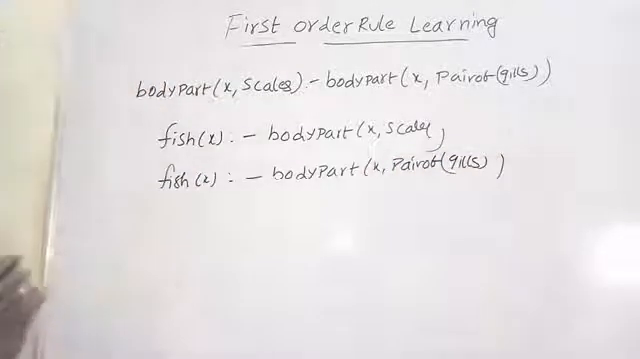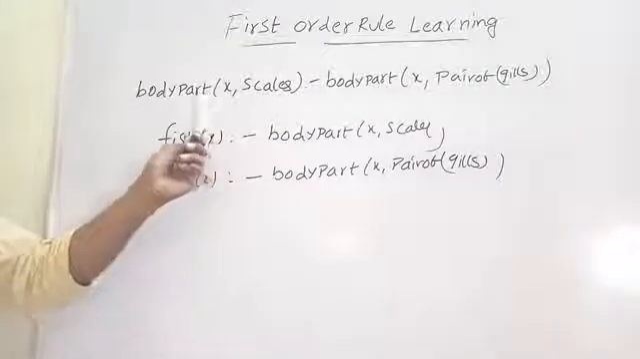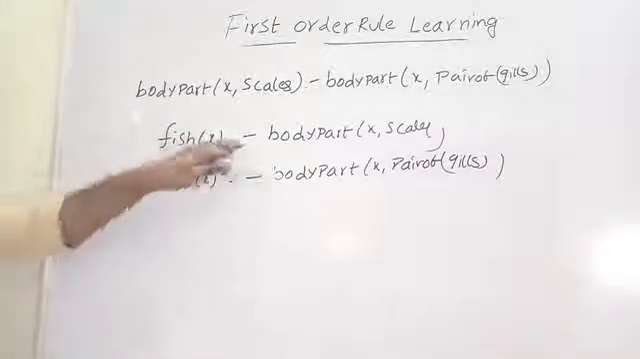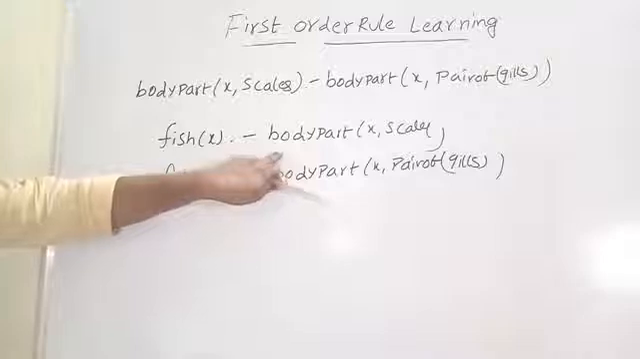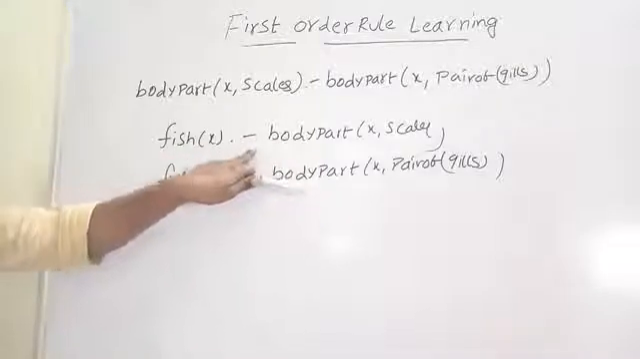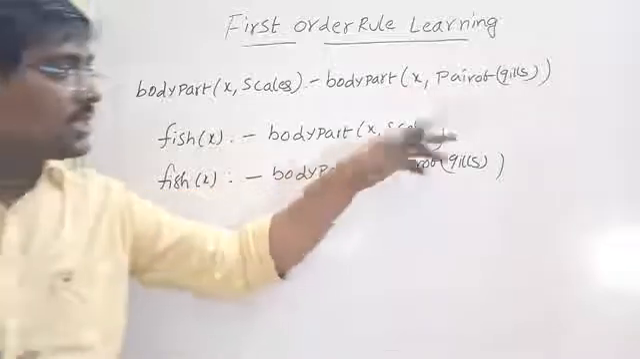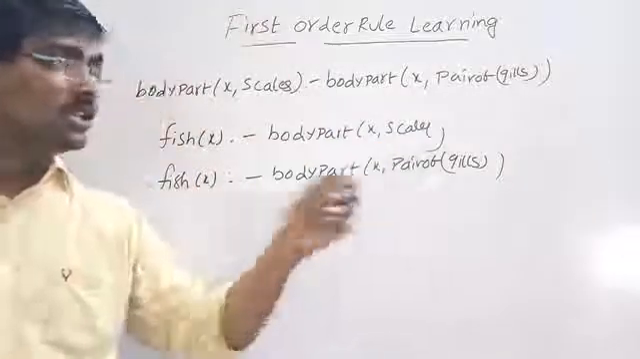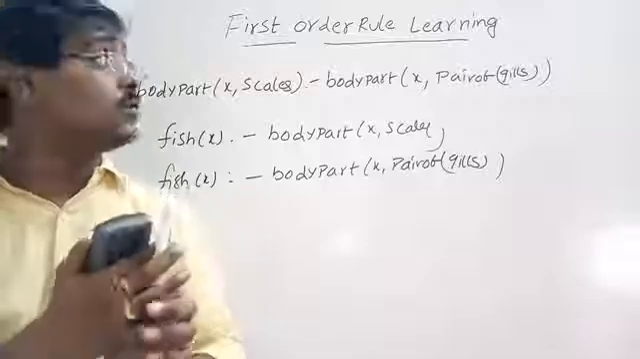What are we doing here? Suppose this is the general one, the first of the two hypotheses. This is the more general one compared to this one. Scales means for all the features. Gills means if it contains only gills, that is the feature.